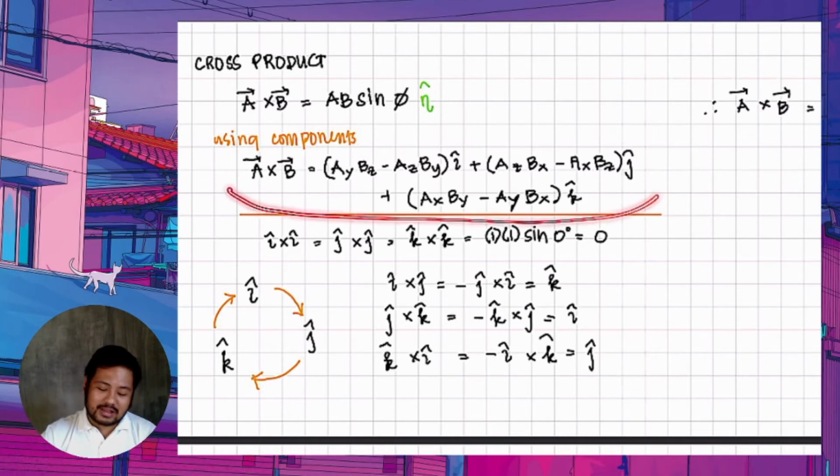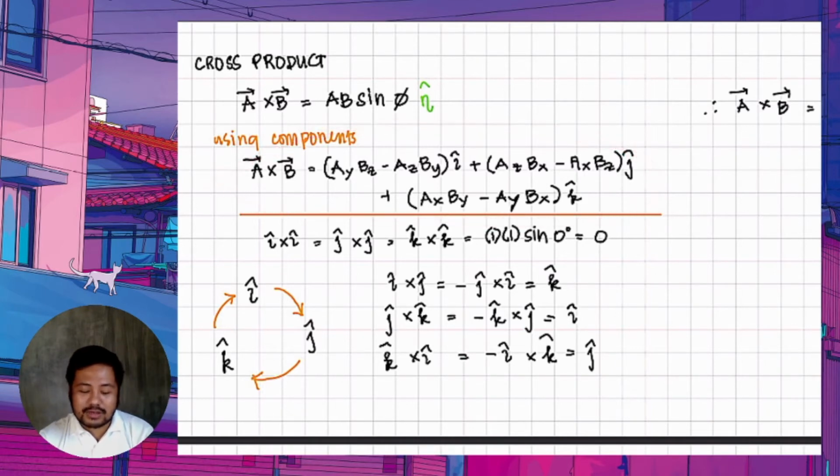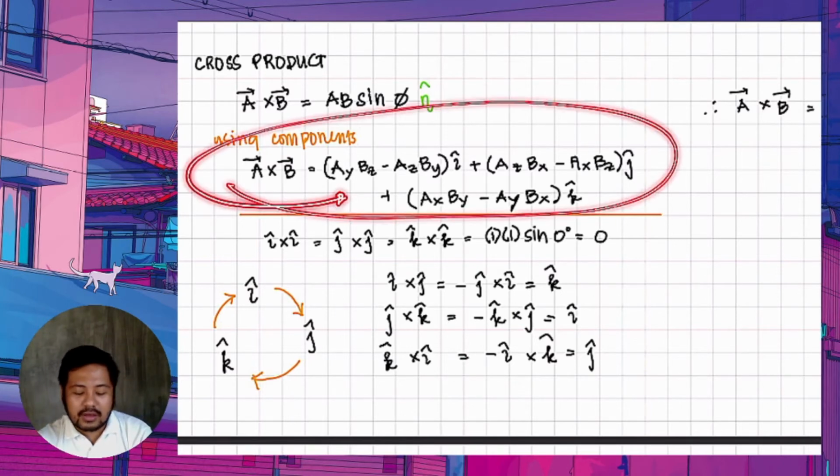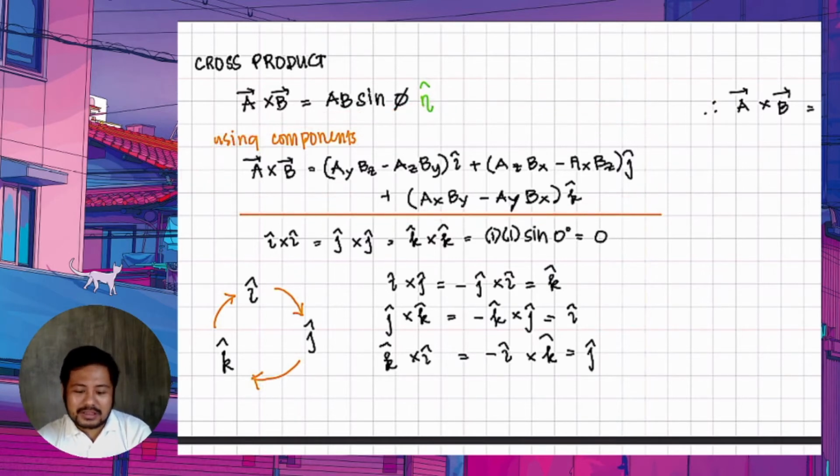We have here the simplified version already. That is this one. A cross B is just equal to (AY BZ minus AZ BY) i hat plus (AZ BX minus AX BZ) j hat plus (AX BY minus AY BX) k hat. If you want to memorize this one in getting the cross product in terms of components, why not if you want? But there's an easy way out for this, and that is using our idea of algebra.